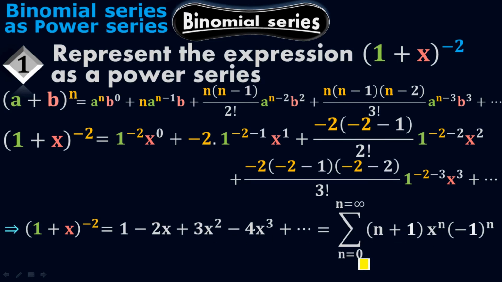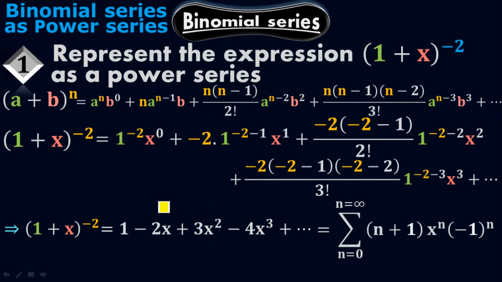Similarly, at n equals 3, just plug in n equals 3 here, and 3 here. 3 plus 1 is 4. x to the 3 is x cubed. Negative 1 to the 3 is negative 1 because n is odd, 3 is odd. So negative 1 to the 3 is negative 1. Negative 1 times x cubed times 4 will be negative 4x cubed, plus up to infinity. You can go up to infinity because remember, it starts from 0 and then goes to infinity.